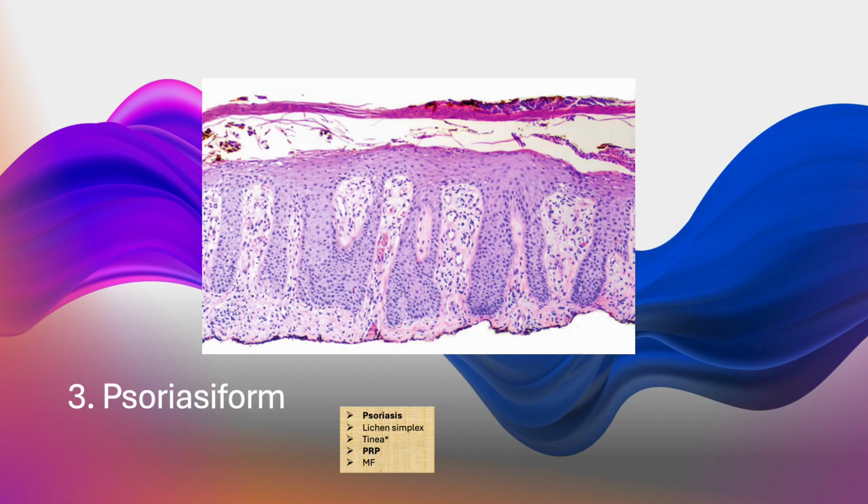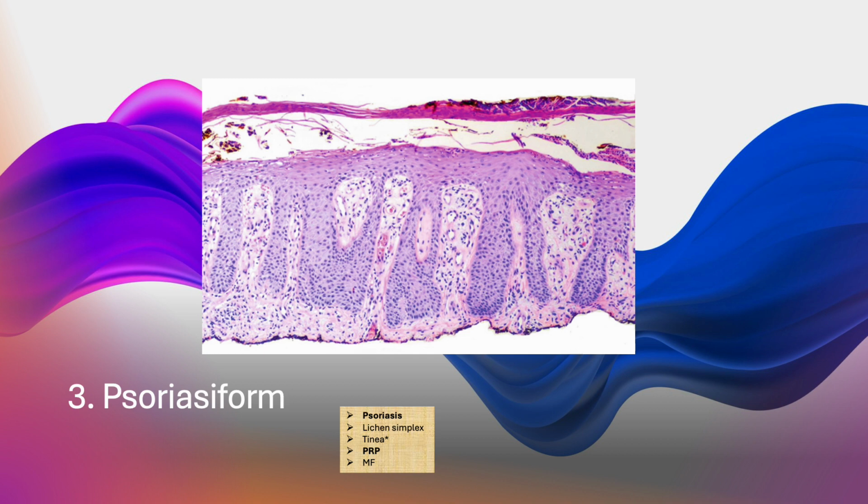We have finished our spongiotic and interface dermatitis. Let's move on to category number 3, psoriasiform. And in this category, I hope you can remember two main disorders. One is psoriasis, second one is pityriasis rubra pilaris, aka PRP. Also, I listed mycosis fungoides here.